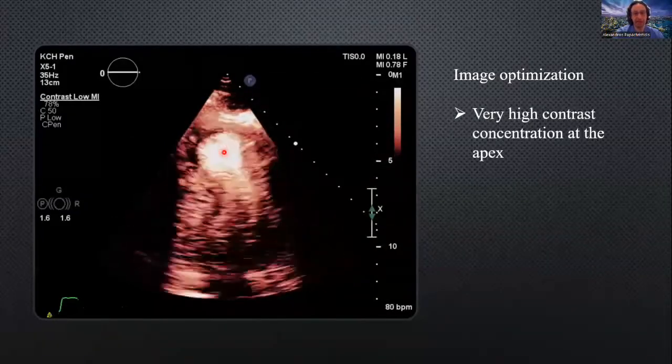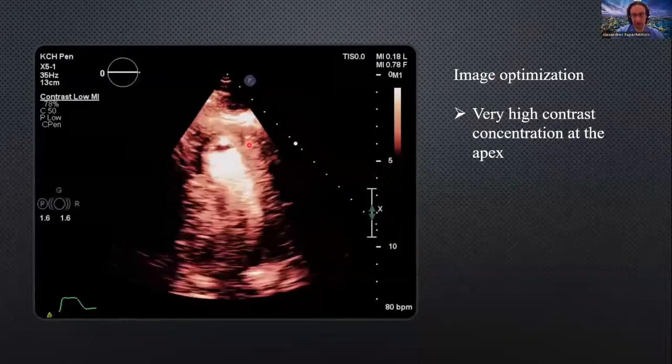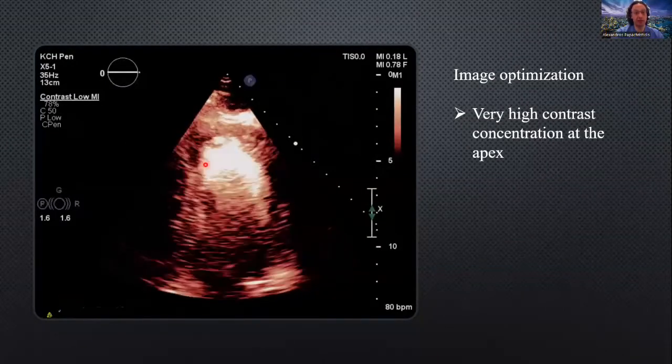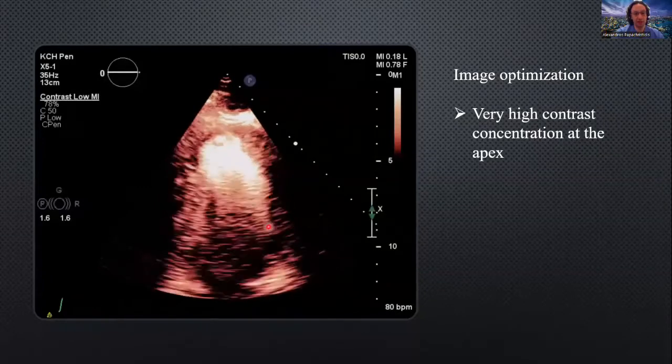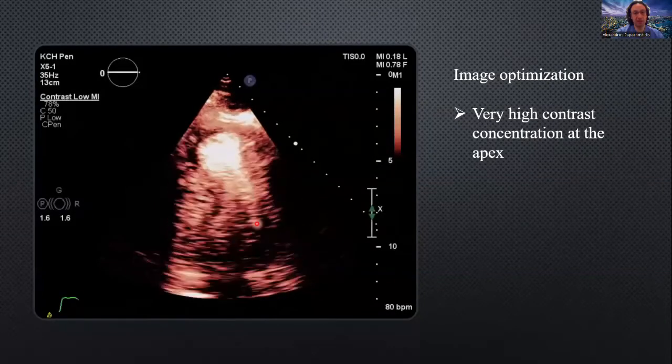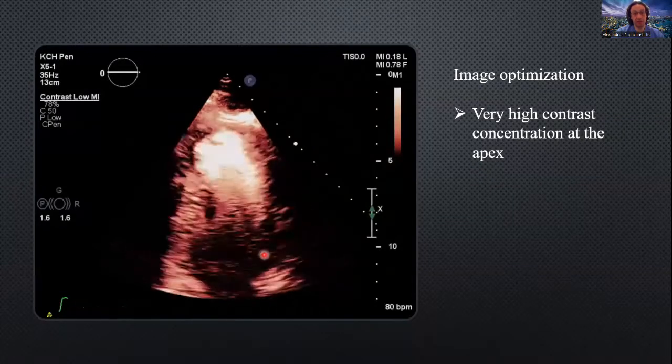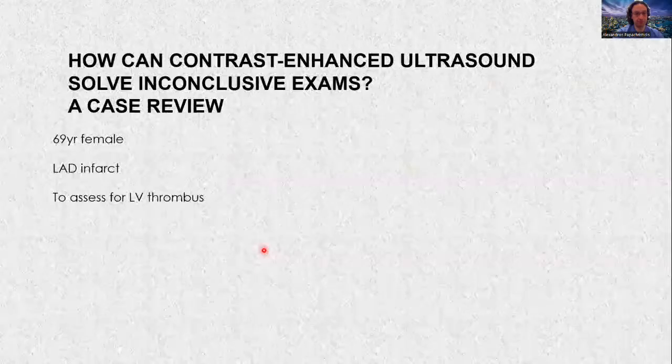And here the gain is too high, but we have a lot of contrast concentration here. After that, you have the attenuation in the far field, as you said. So the concentration of the contrast at the apex is causing attenuation, and you cannot see the far field clearly.